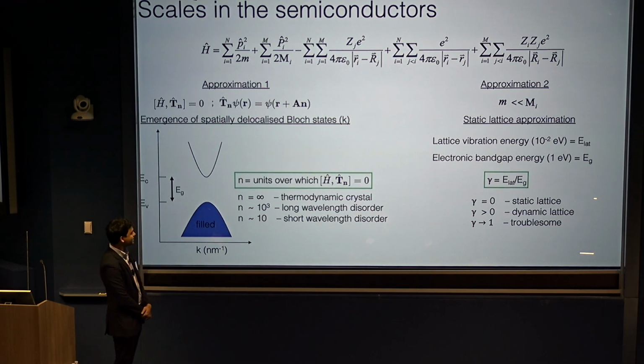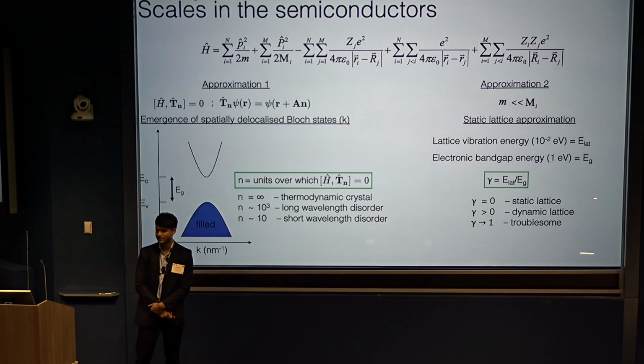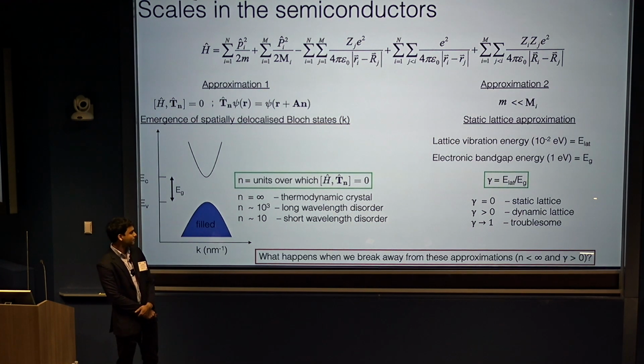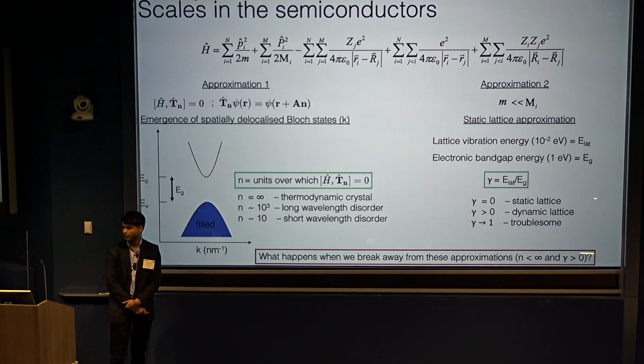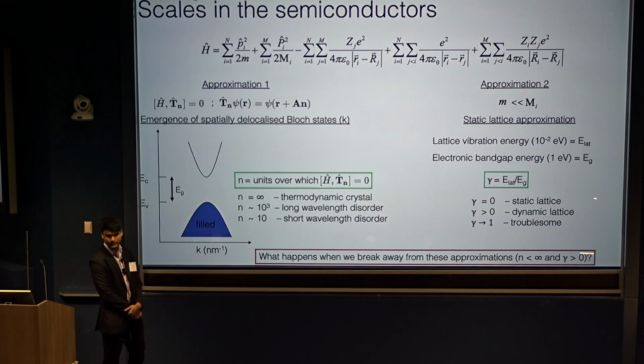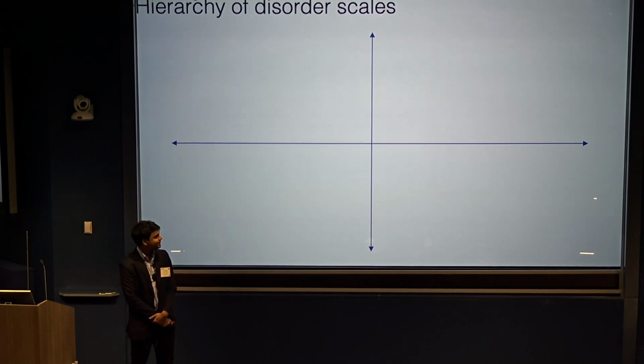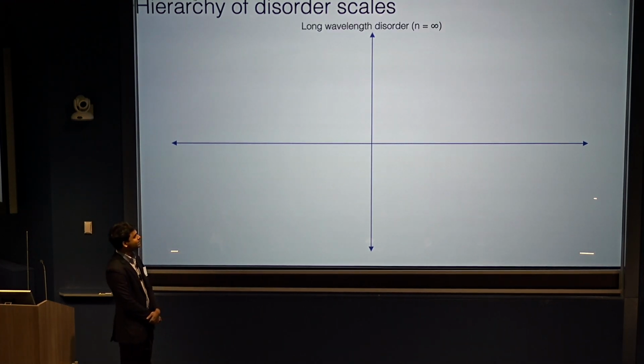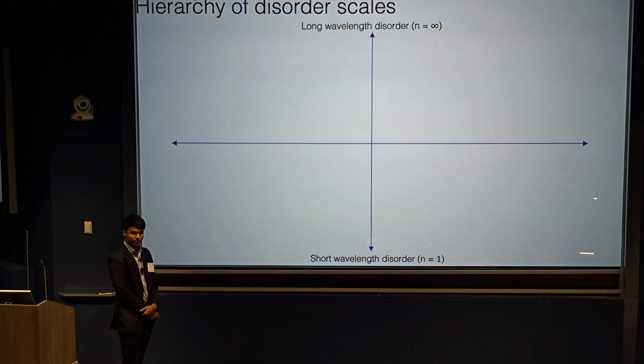So if we just look at these two parameters, and I'll try and explain all of the things I've thought about in terms of these today, the question that I think all of us are interested in is what happens in condensed matter physics when we break away from these approximations. So what happens when n is not infinity, which it in fact is never, and gamma is also not zero, right? So I thought I'd put these up in a nice 2D plot where we've got the perfect crystalline limit on the top, and the short wavelength disorder limit on the bottom.